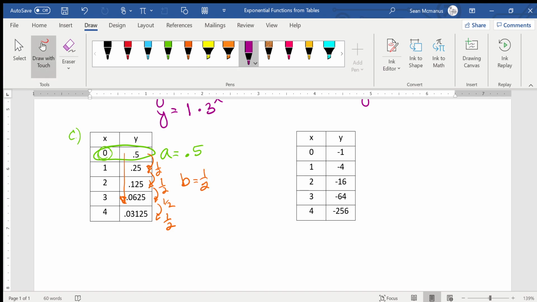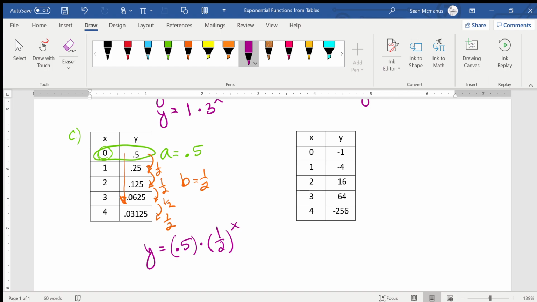So my equation for this one, y equals a, which is 0.5. I'm going to use parentheses here so we don't get too confused with all these dots, times b, which is a half. So I could write that as a half, or I could write that as 0.5. It doesn't matter, I'll just do it as a half here, to the x power.